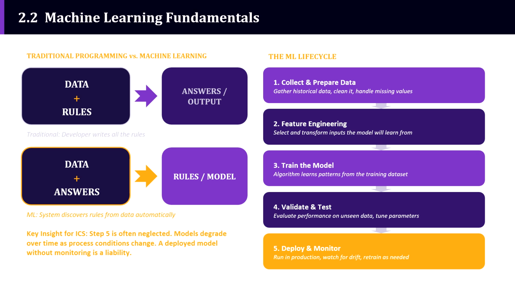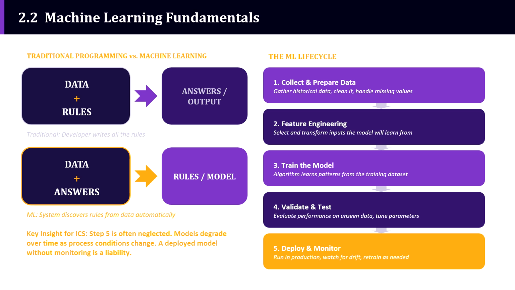Now, let's get concrete about what machine learning actually is mechanically. The diagram on the left captures the core insight. In traditional programming, a developer provides both data and explicit rules, and the system produces outputs. Think of a traditional alarm system. An engineer programs the rule: if temperature exceeds 450 degrees, trigger alarm. The rule is fixed, hand-coded, explicit.